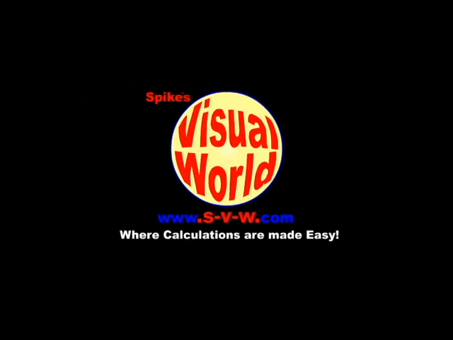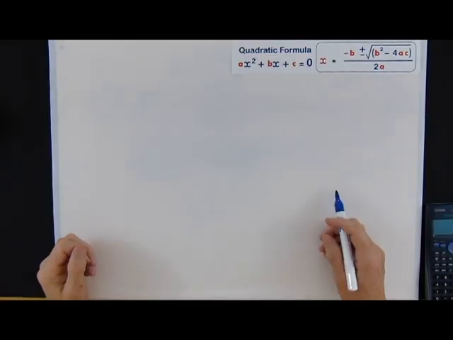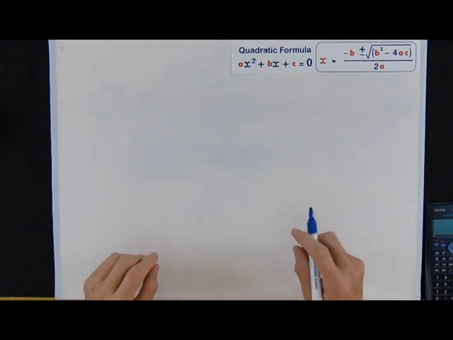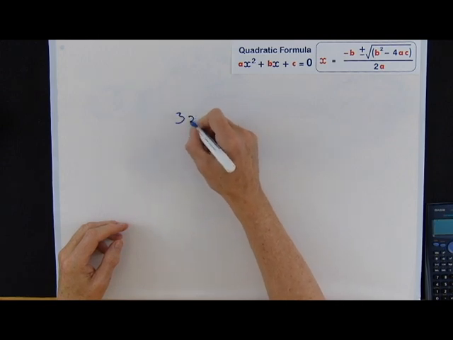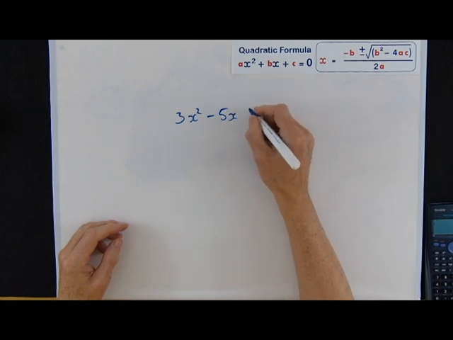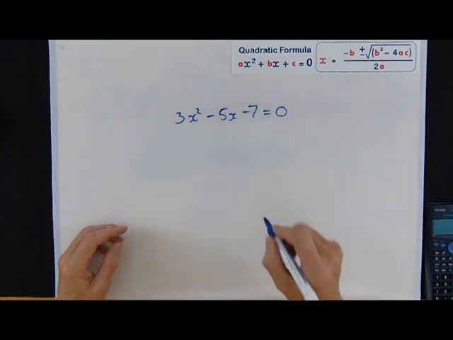This is just a short video to show you how to use the quadratic formula. It's just a matter of sticking in the numbers, but the way which I describe here avoids the common errors. The example I will do is 3x squared minus 5x minus 7 equals 0.